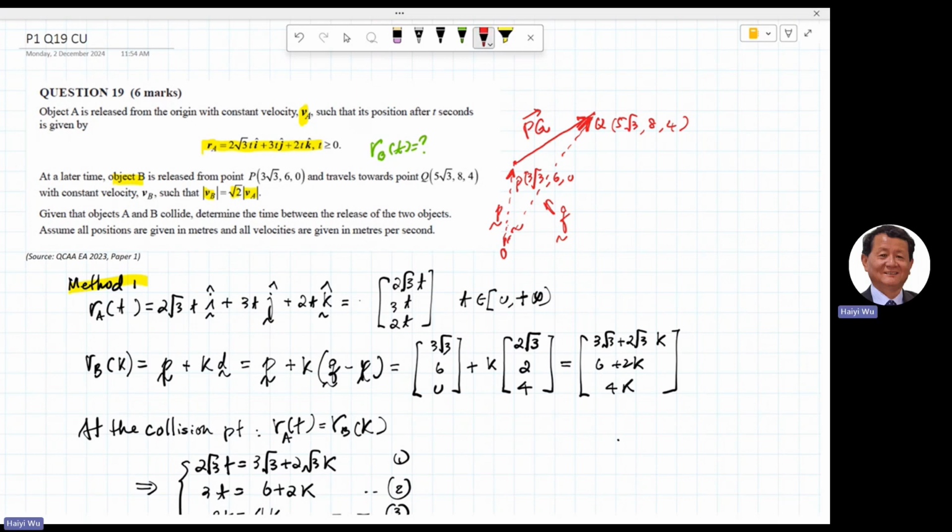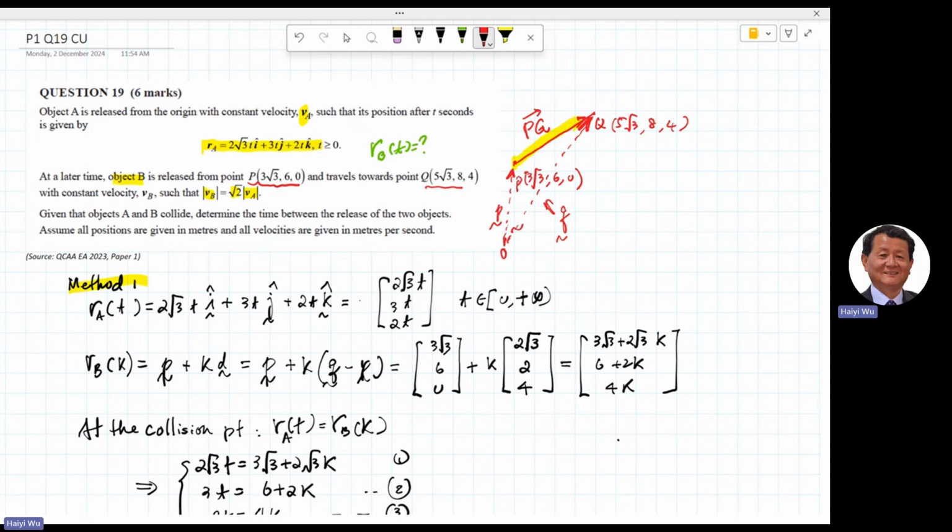We also have two points, one is P and one is Q. The object is released from P towards the point Q. Those are the 3-dimensional coordinates for P and Q.